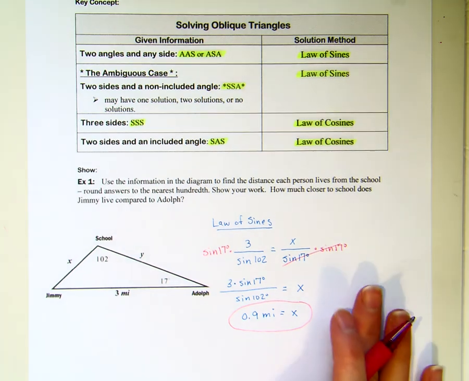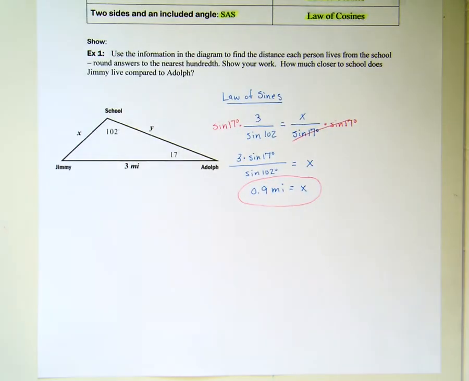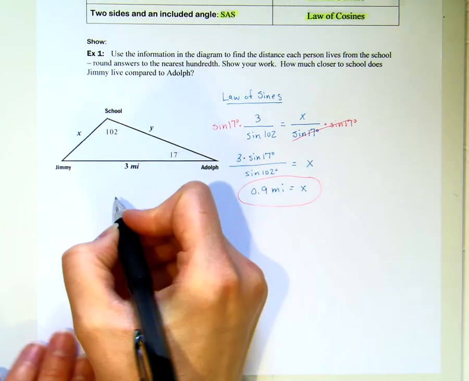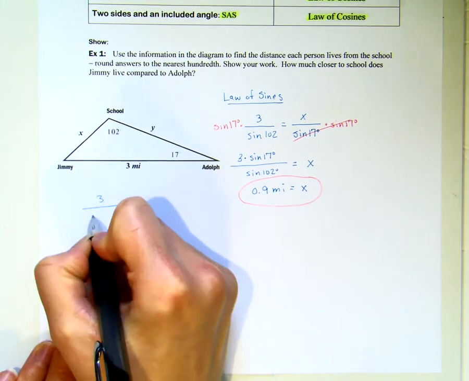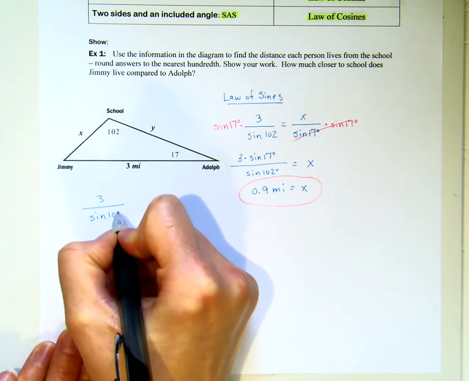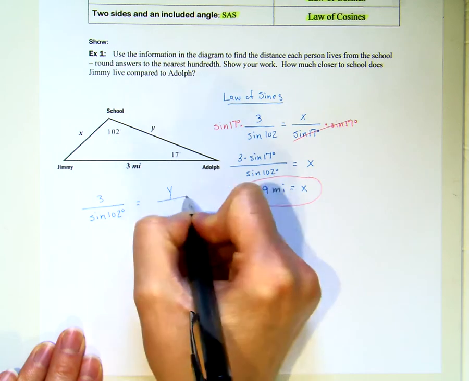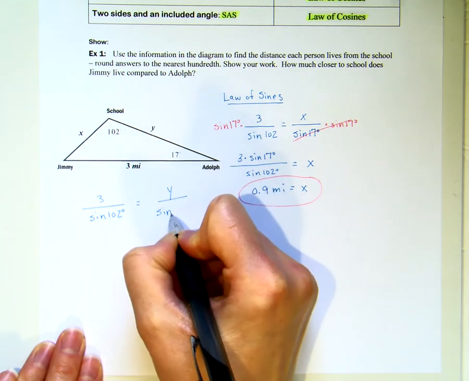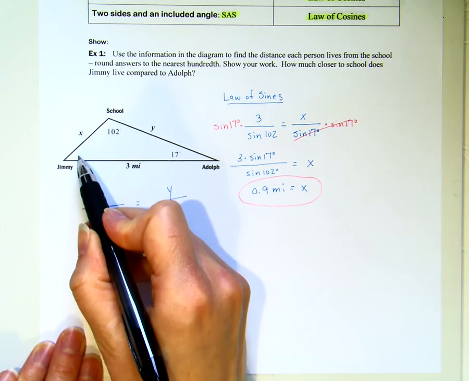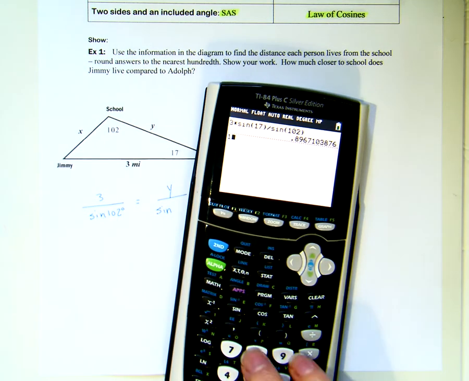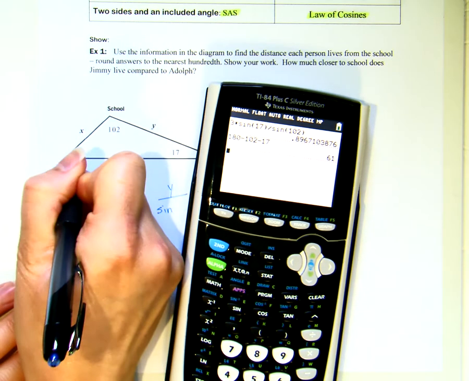Alright folks, now that you've had a minute to try it, let's see how you did. We're going to use, again, that same original sine ratio, 3 compared to sine of 102 degrees is equal to the length y over sine of our angle. Now to find our angle, we know there's 180 degrees in a triangle, so I'm just going to subtract from 180 the 2 angles we already know. So our missing angle should be 61.